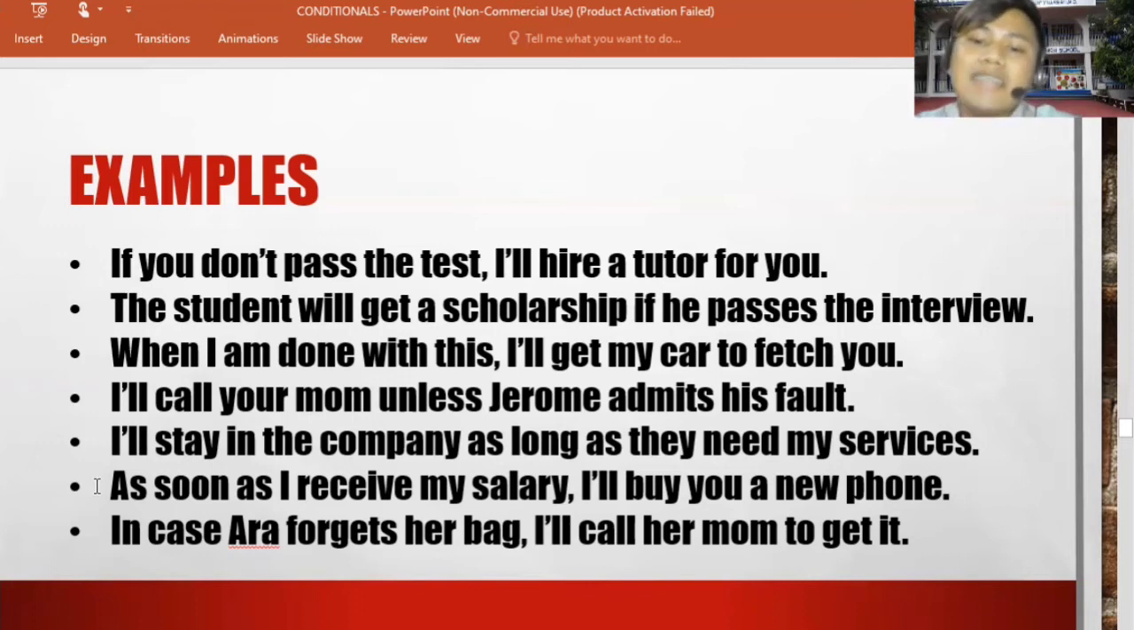And lastly, in case Ara forgets her bag, I'll call her mom to get it. Okay, so do I need to explain it further? No need, because the example that I have given earlier, before the last one, is more likely the same in structure.